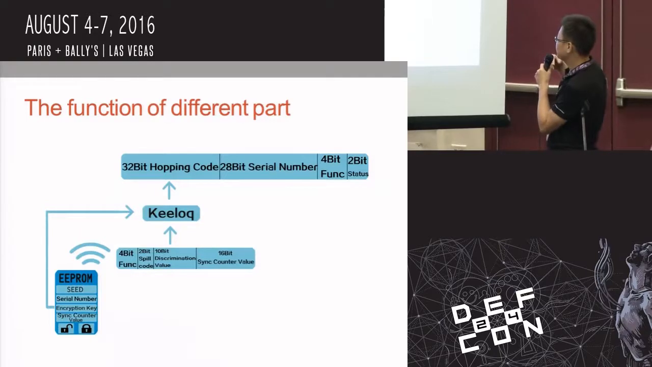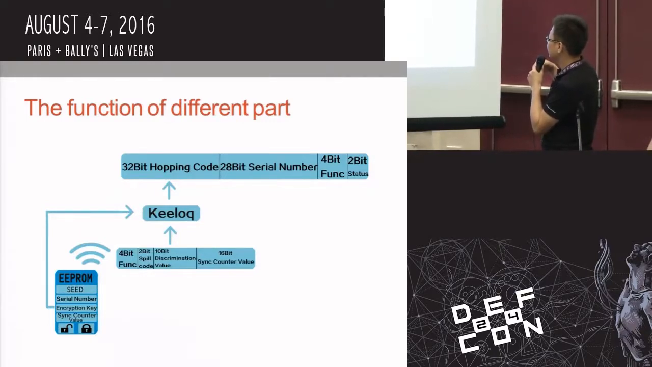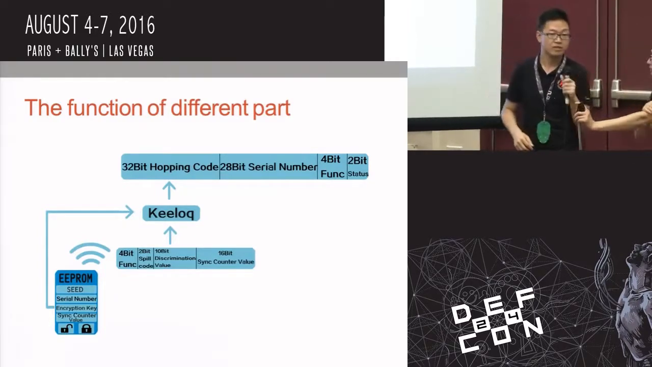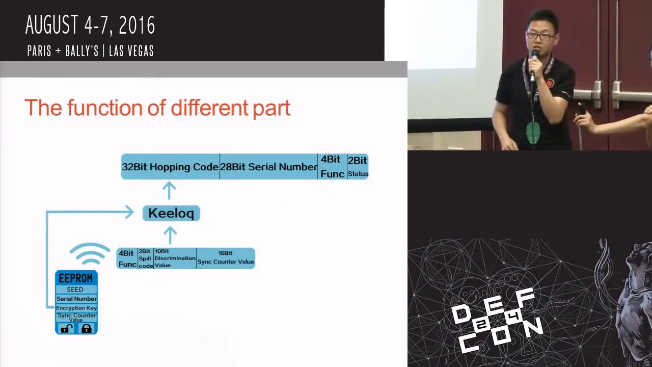When the key fob sends a signal, it has its own sync counter value. The car will compare its own sync counter value with the key fob's. So it will judge whether the value is right. Then, any questions?